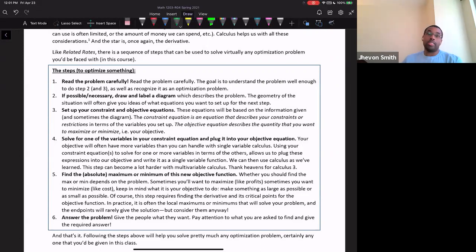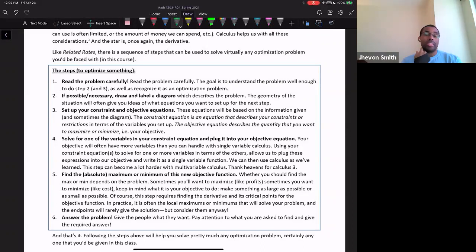The first one, as always, is to read carefully. You want to read, make sure you understand the problem, because if you don't fully understand the problem, you won't know what to do. You probably won't even recognize it's an optimization problem in the first place. The second thing you should do, like in related rates, is to come up with a diagram, especially if equations aren't given to you. You want to draw a picture of the situation, make sure you can understand what's going on and how you want to go about it. And yes, you properly label this the same way you would always. And of course, formulas from geometry will come in handy here.